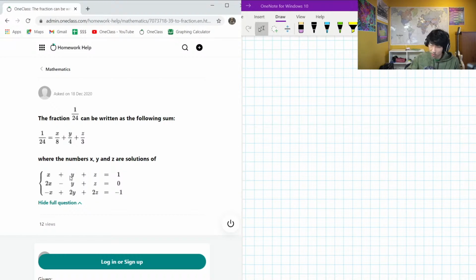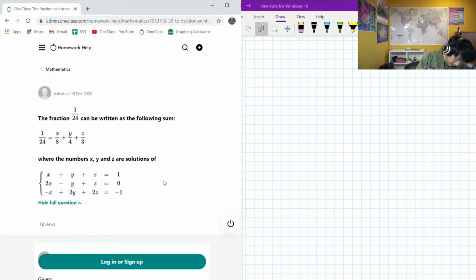So we know that x plus y plus z is equal to 1. 2x minus y plus z has got to be 0. And we have negative x plus 2y plus 2z is equal to negative 1. Okay, so this is a system of equations, and essentially what we're going to try to do is solve for x, y, and z, and then this top expression here should ring true once we solve for x, y, and z just with the bottom 3.